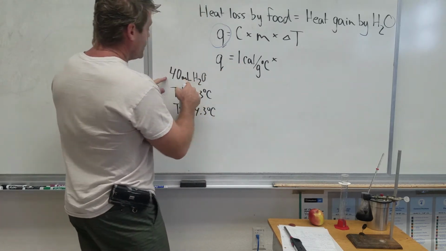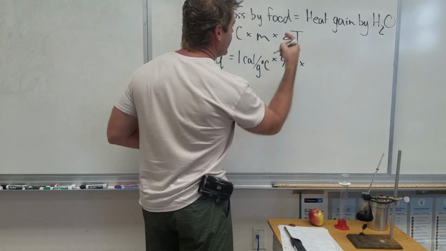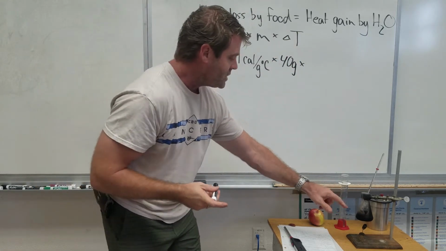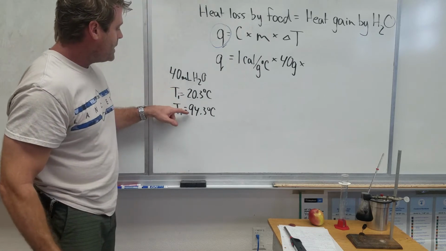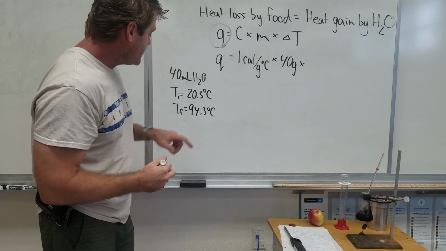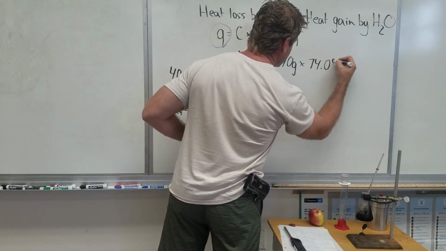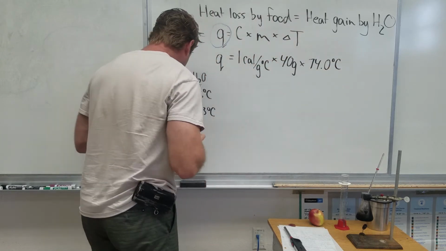So if I have 40 milliliters of water, how much water do I have? 40 grams. And then I have to multiply that by the temperature change of the water. Well, it started at 20.3 and it went to 94.3. What was the temperature change? I just subtract that. And those of you who are good at math can see that's 74.0 degrees Celsius.